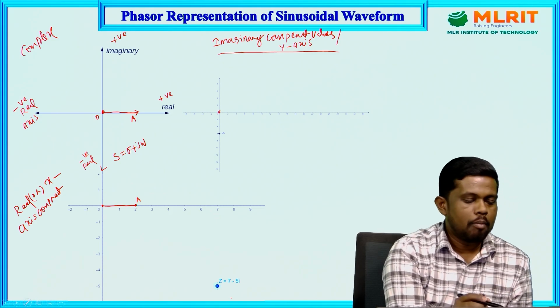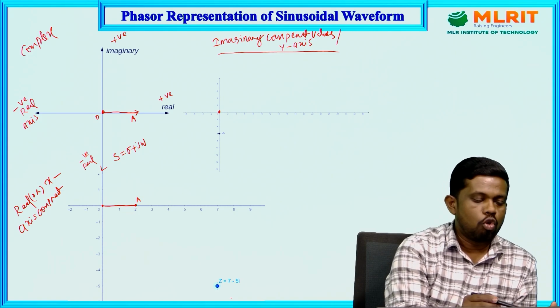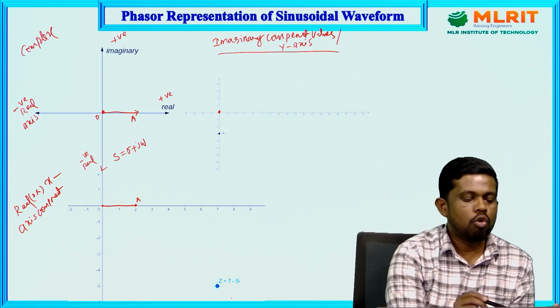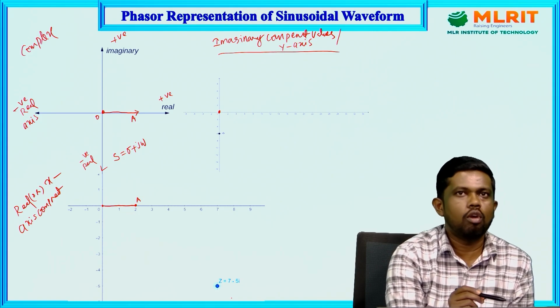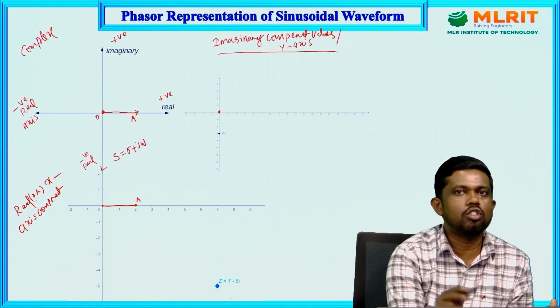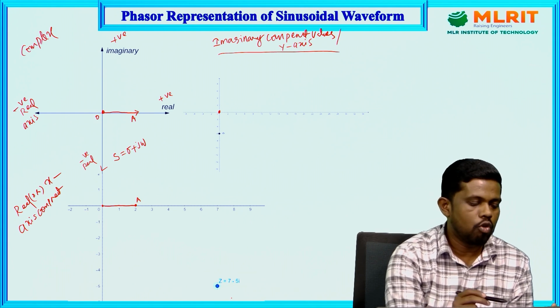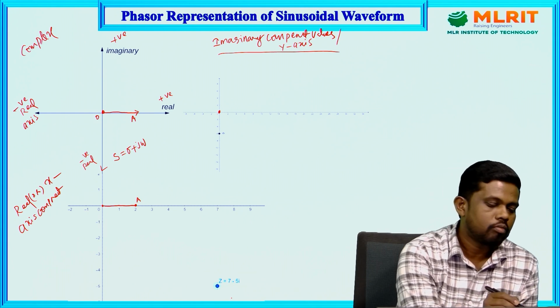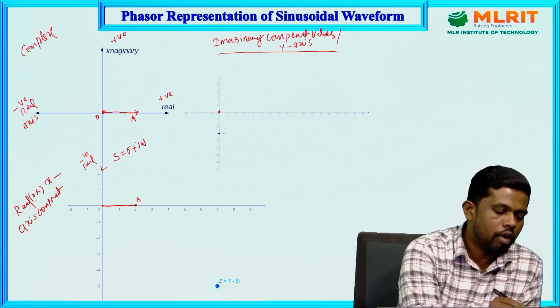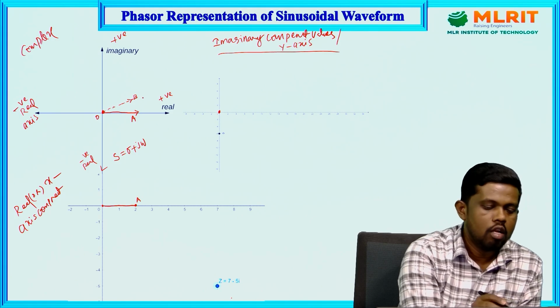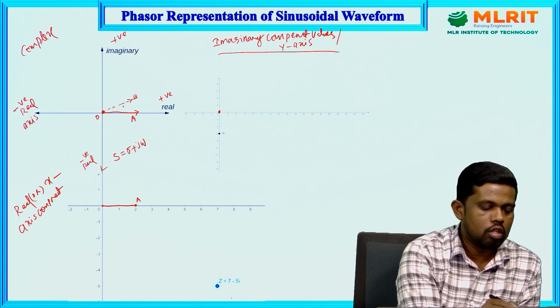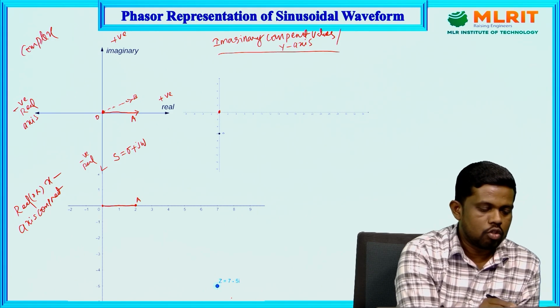Then after that, I'm going to rotate this vector. If we are able to rotate this vector in the complex plane, that would represent or form the sinusoidal waveform. How are we going to get that? We can see here. We need to take one instant of the vector rotation. This is instant number 1, and this is instant number 2. At this instant, the vector should be in this position.